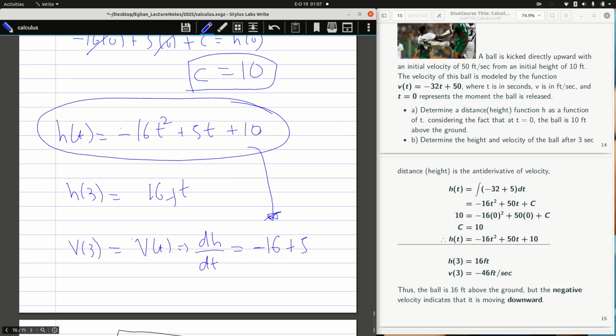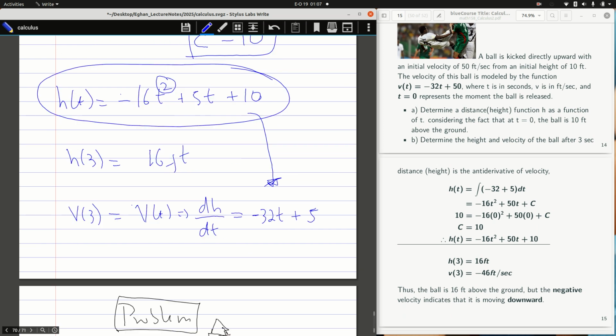So it means I'm going to get negative 16t because I'm differentiating. The derivative by power will give me negative 32t because I have to multiply here by 2, plus 5. This is my new term. Yeah, I'm very certain about this, unless I'm wrong.